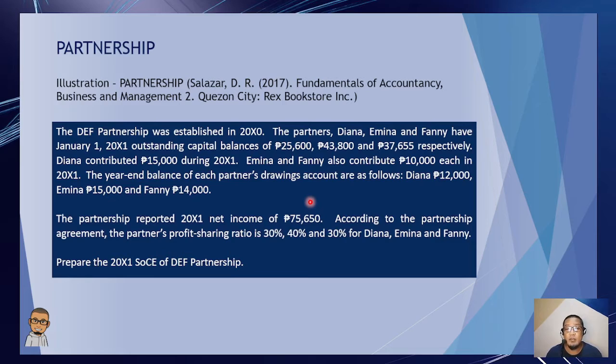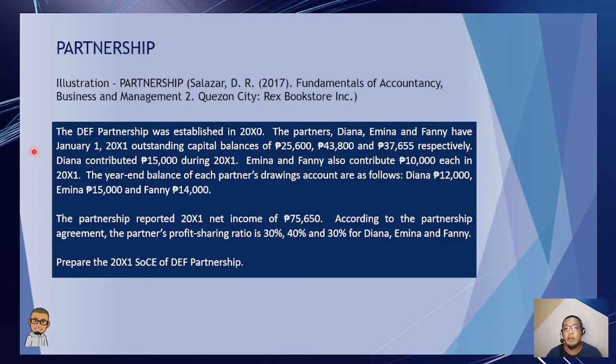So, included in that agreement is, what business will they do? Who will be the manager? Who will manage the business? Now, the important part of that is how they share in the profit and loss. Okay, how they share in the profit and loss. Now, to better demonstrate that, let's look at an illustration. Okay, this is adapted from Fundamentals of Accountancy, Business and Management by Mr. Salazar. Okay, that was published in 2017.